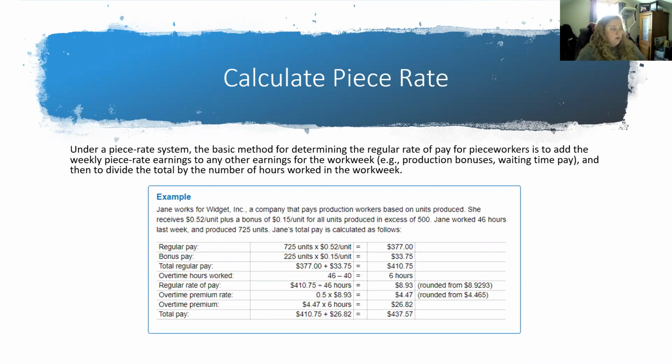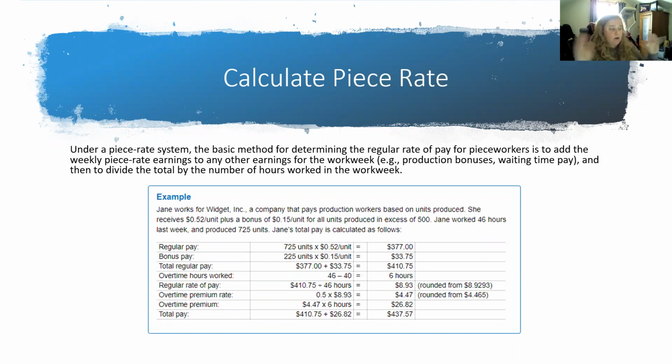So for example, Jane works for Widget Inc., a company that pays production workers based on units produced. She receives 52 cents per unit plus a bonus of 15 cents per unit for all units produced in excess of 500. Jane worked 46 hours last week and she produced 725 units total. So her pay would be calculated as follows.